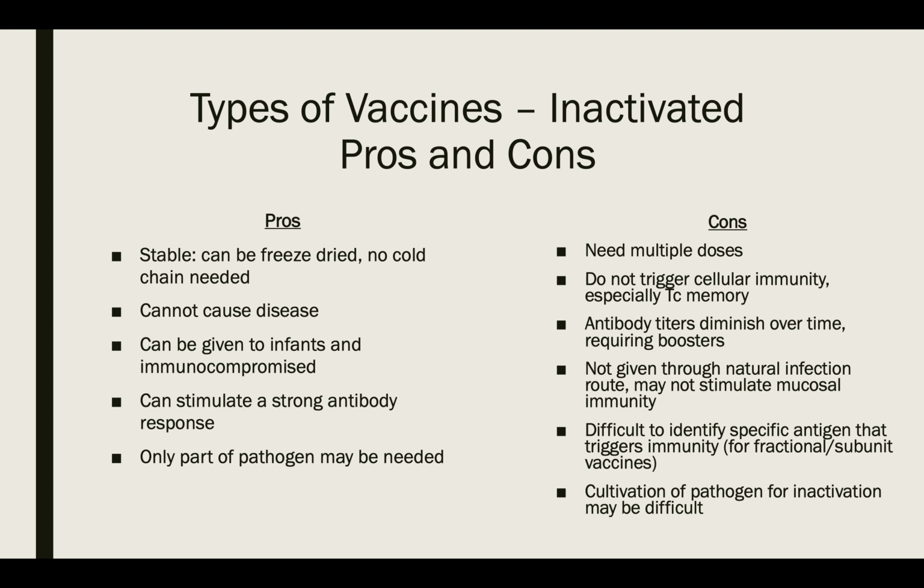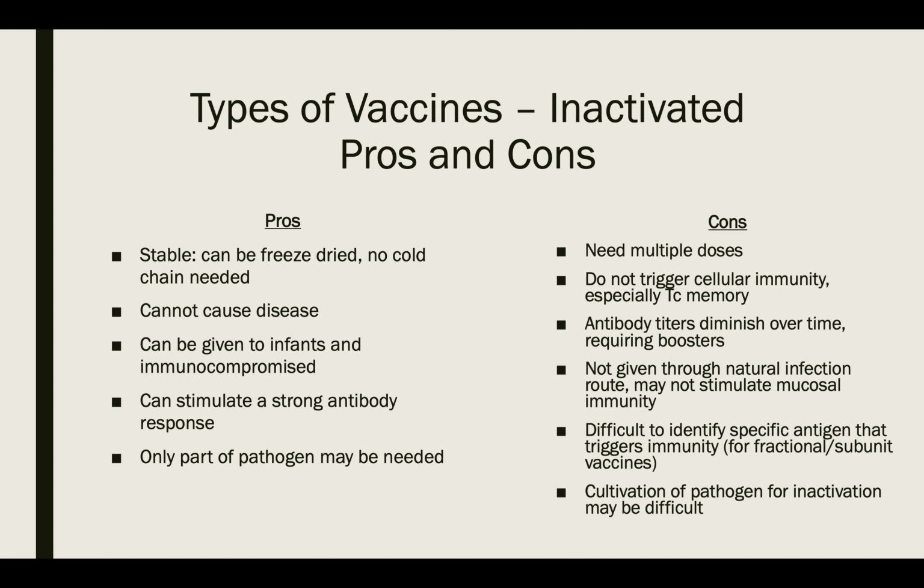So some cons, you're going to need multiple doses. They don't trigger cellular immunity, especially that cytotoxic T cell and memory from the cytotoxic T cells. The antibody titers are going to diminish over time. You're going to require boosters over time. You're going to have to get revaccinated as you get older. They're not given through natural infection routes. These are typically injected, so they may not stimulate mucosal immunity. So if it's a pathogen that attacks mucosal tissue, this isn't so great.